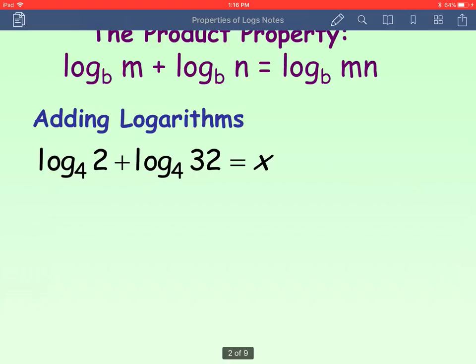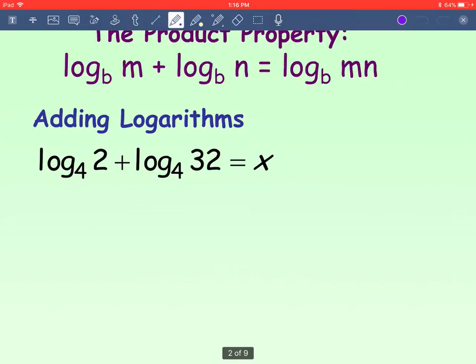The product property states that if you add together 2 logarithms that have the same base, whatever you're taking the log of, you can multiply together. So here, log base b of m plus log base b of n equals log base b of m times n. Using real numbers, I've got log base 4 of 2 plus log base 4 of 32 equals x.